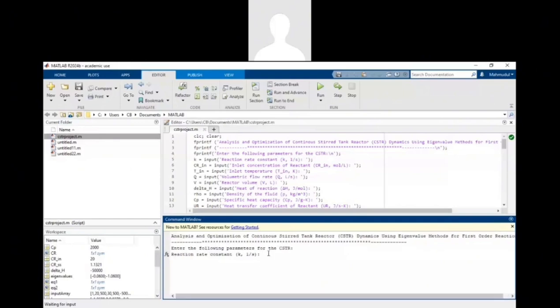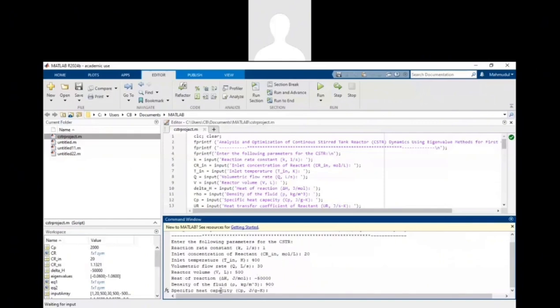reactor parameters. Since it's a first order reaction, the value of the reaction rate constant is 1. Inlet concentration of the reactant is 20 mole per liter. Inlet temperature is 400 Kelvin. Volumetric flow rate is 30 liter per second. Reactor volume is 50 liter. And heat of reaction, since it's an exothermic reaction, is negative. Density is 900 kg per meter cube, which is kind of a mixture of higher hydrocarbons, and specific heat capacity is 2000. The heat transfer coefficient is 4, and finally the cooling temperature is 200 Kelvin.